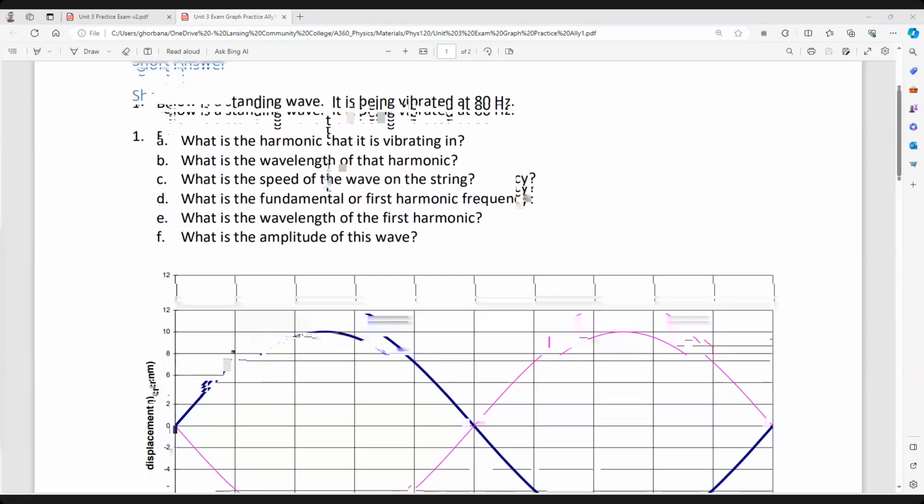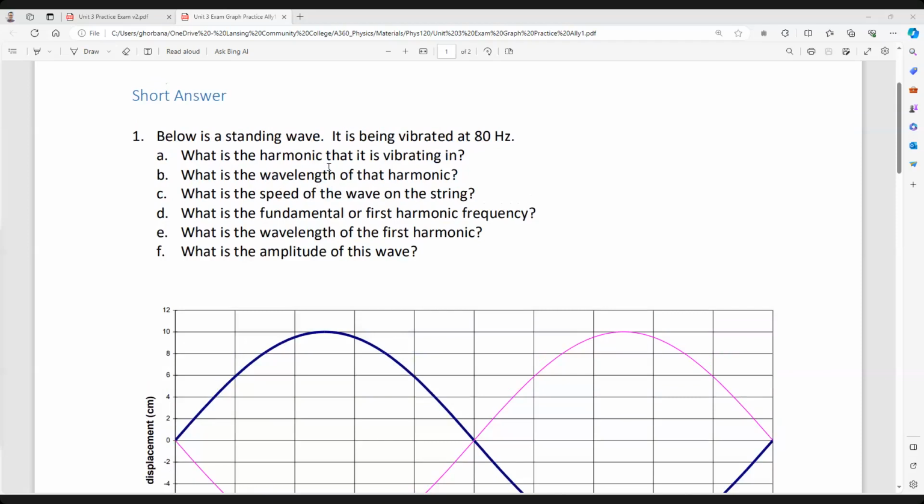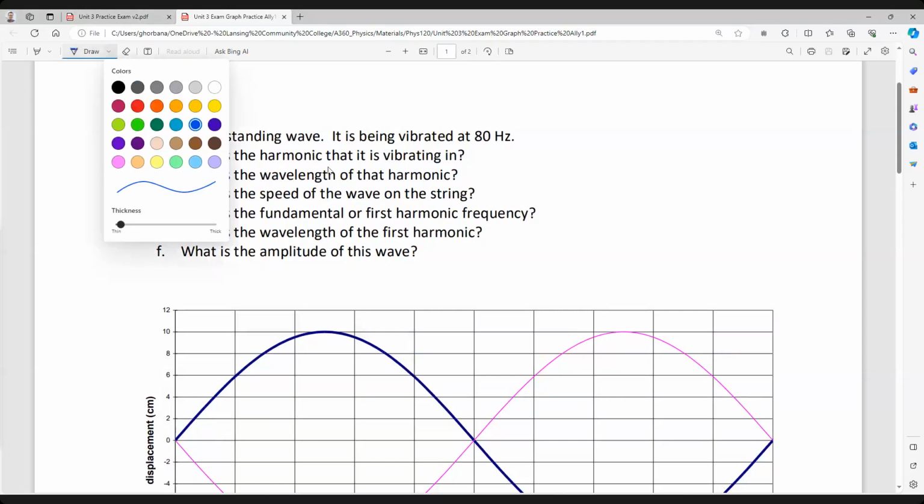Okay, as I said, we start with the short answer problem. I know you already have the key, but we will try to go over this problem together, just to review in case anyone has a question online or in person. We will explain and solve this problem with more details.